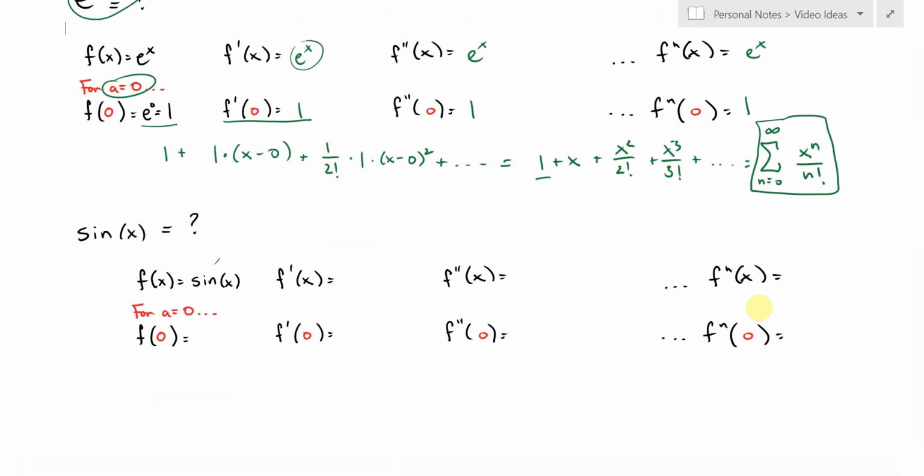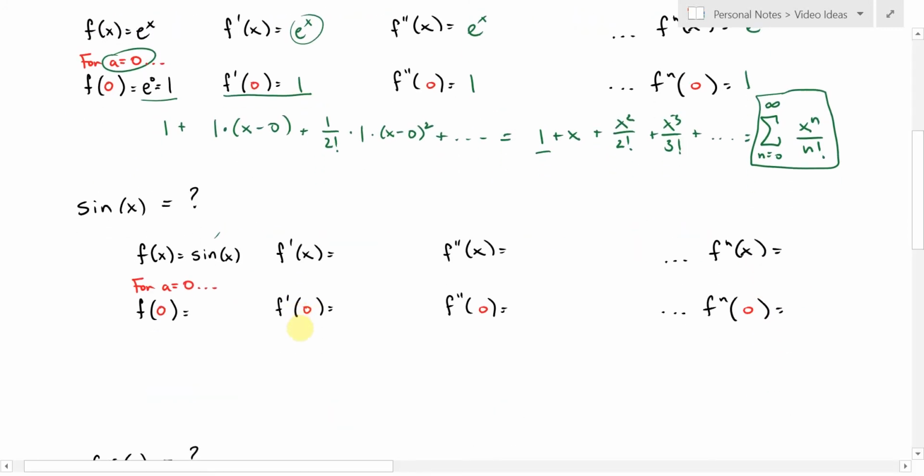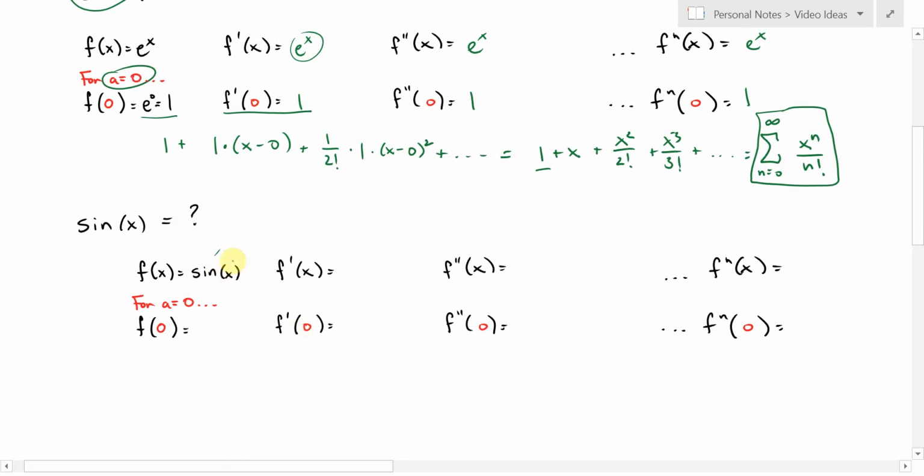So now let's try this first with sine of x. Now sine of x, its derivative is, well, cosine of x, right?